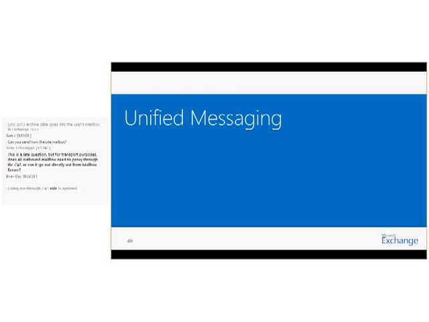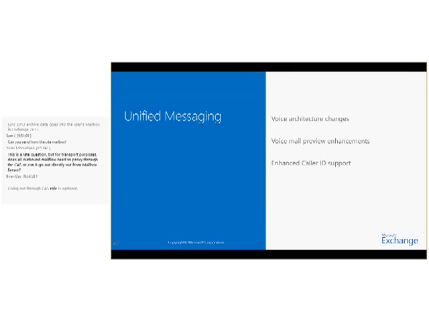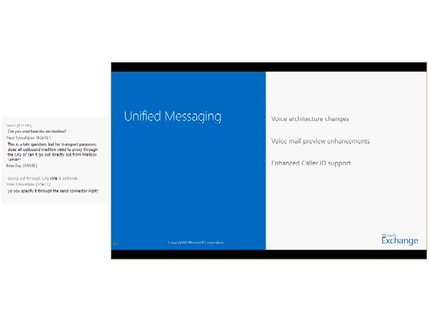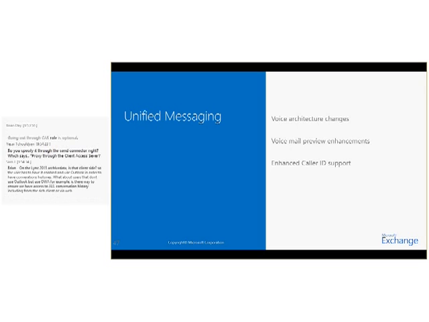Now let's talk about unified messaging and some of the voice architecture and voicemail preview enhancements that we've done. The architecture of Exchange 2013 is different from what it was in Exchange 2010 and 2007. In previous versions of Exchange, all of the components for unified messaging were included on the server that had the role installed. In Exchange 2013, the components are split between a client access server running the Exchange call router service, and a mailbox server running the unified messaging service.